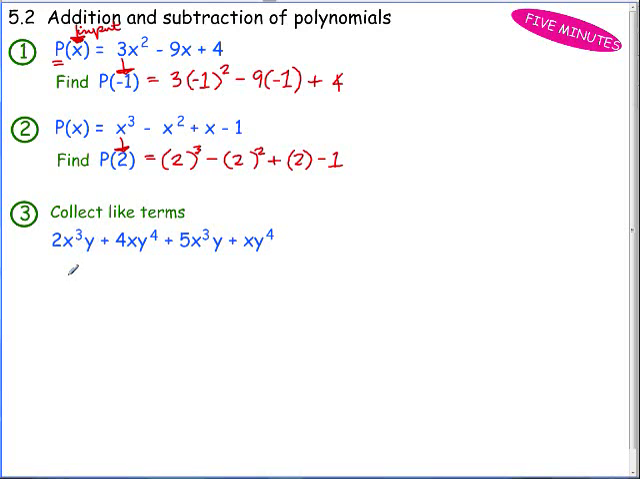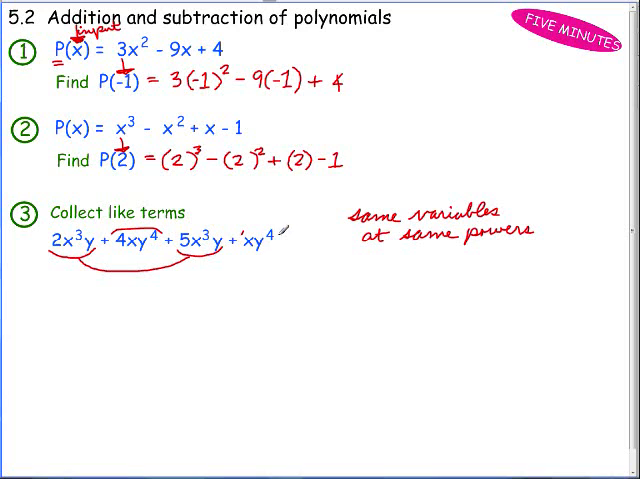Collect like terms. Okay, let's see if we have any that are like. What do we have to have? In each term, to match, it has to have the same variables at the same power. Exactly the same. Okay, so we've got x to the third and y. Well, this one, right? These match, x to the third and y. So those two can be combined. Then we've got x to the first, y to the fourth.